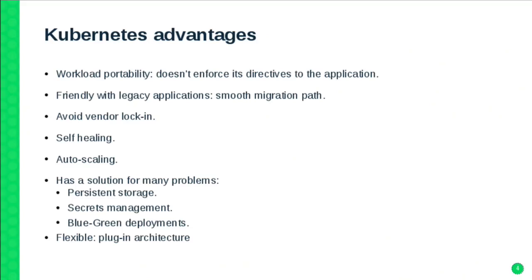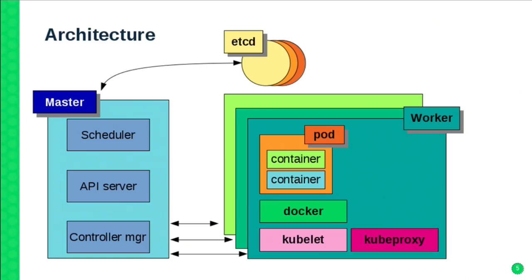The architecture is really flexible, as I said. You can swap out and swap in different components. But talking about the architecture, this is how Kubernetes looks. A Kubernetes cluster is made basically by 3 types of roles.